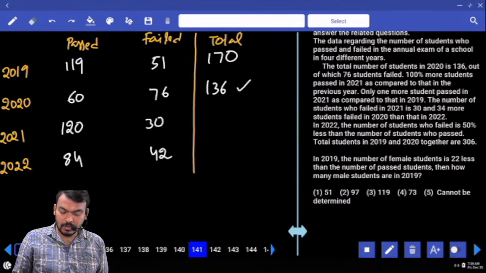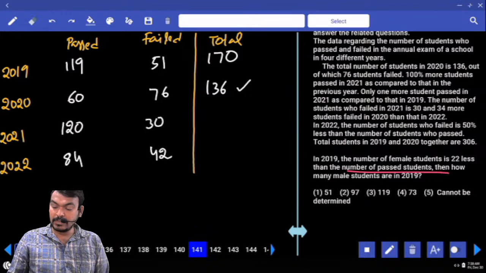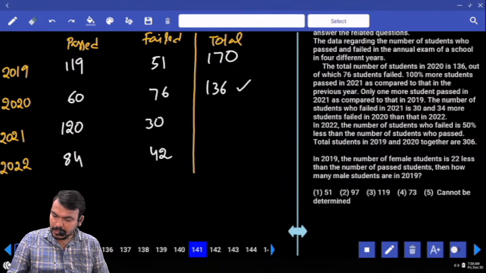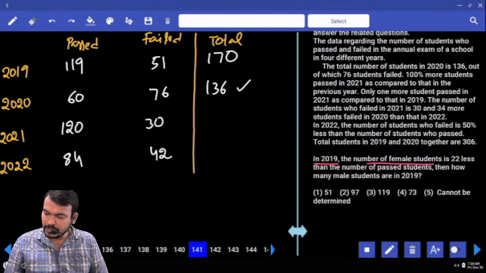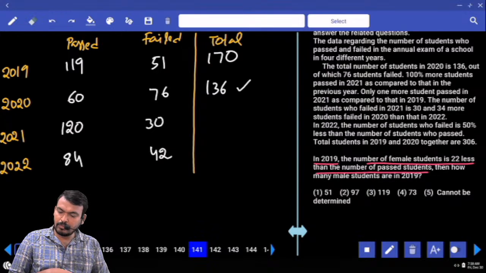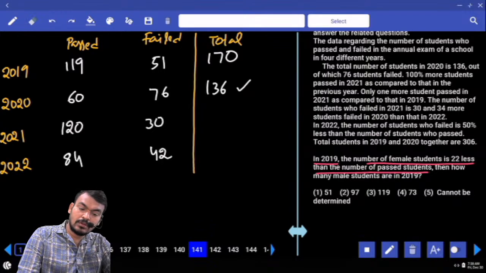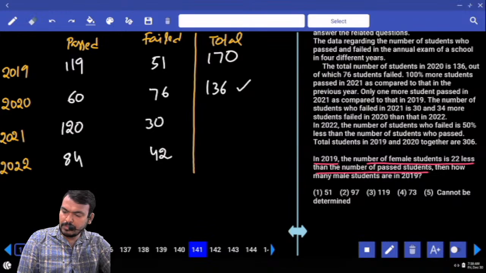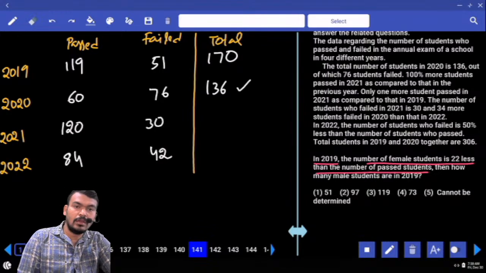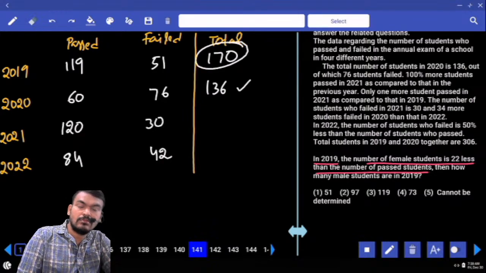Question number 2. Next, 141. In 2019, the number of female students is 22 less than the number of passed students. Then how many male students are in 2019? What is the 2019 total value?